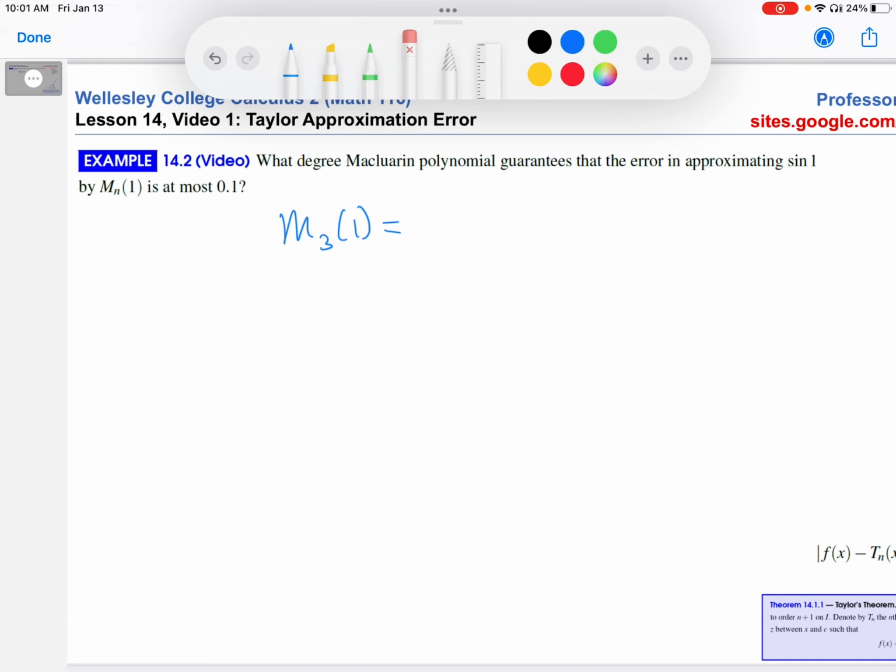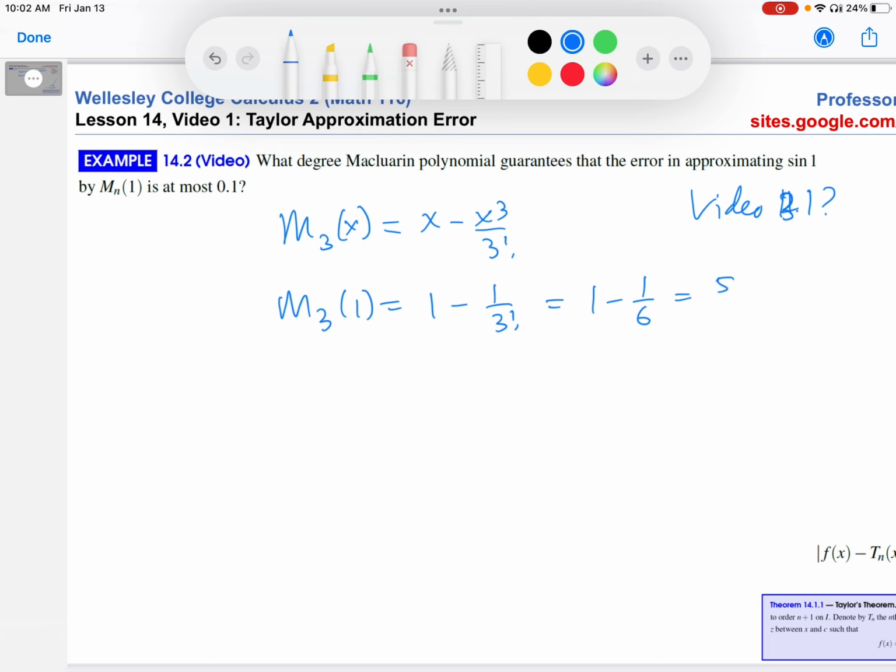So M3 of 1. First let me remind you what M3 of x is. Remember the Maclaurin polynomial for sine x. We calculated this in an earlier video, so take a look at the previous videos in the series. This is x minus x cubed over 3 factorial. So if I substitute in 1 for x, I get 1 minus 1 over 3 factorial. This is 1 minus 1 sixth. This is 5 sixths. I took the liberty of looking up the decimal for this because it'll be important when we compare in a minute. It's 0.8333.